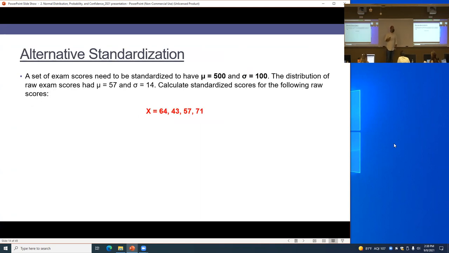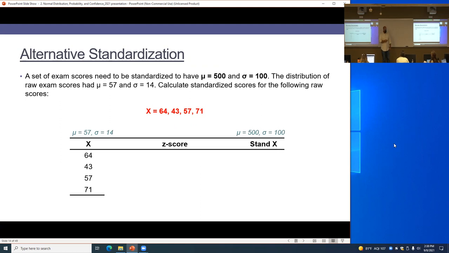So let's say we have a set of exam scores and we want to map them onto SAT scores. We want these raw scores to be on a standardized scale with a mean of 500 and a standard deviation of 100. The raw scores have a mean of 57 and a standard deviation of 14. What we want to do is calculate standard scores based on the raw data. Like I said, pretty straightforward.